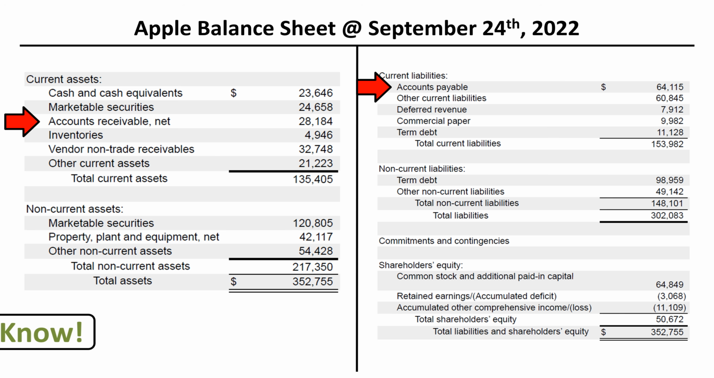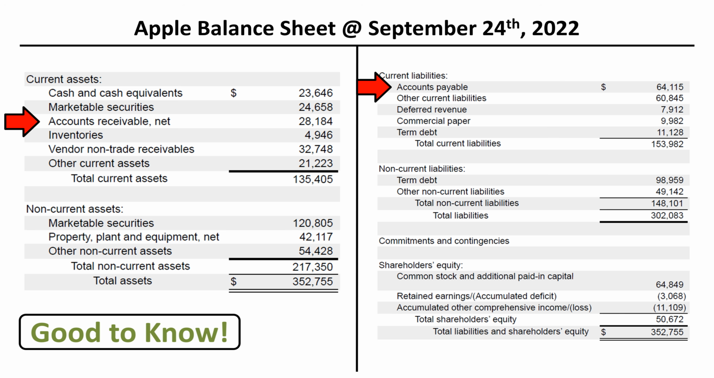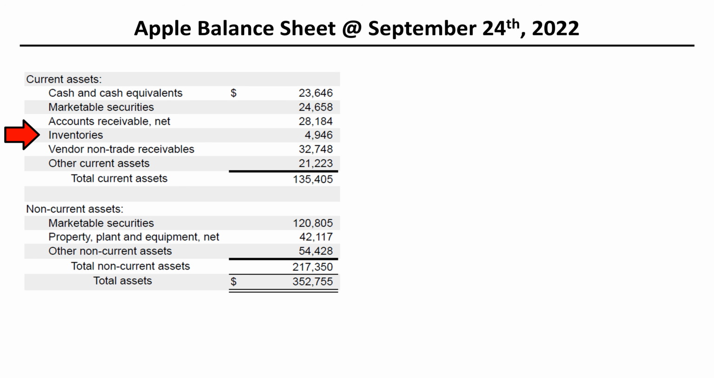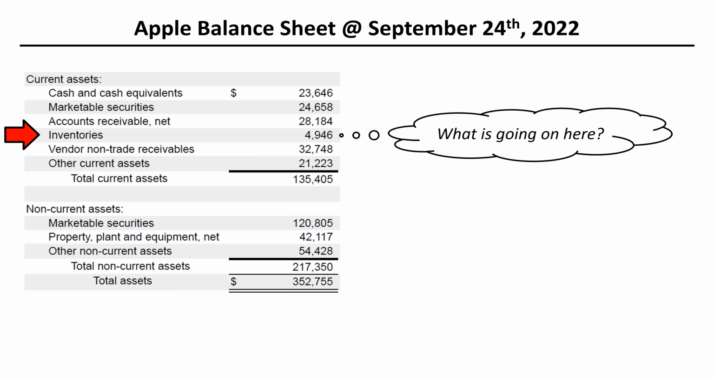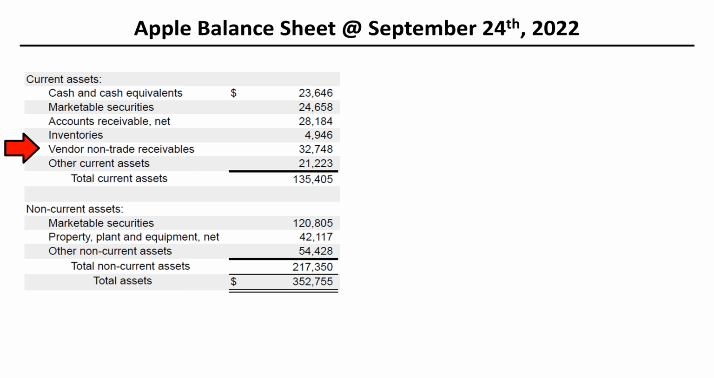Good to know. How about inventories? Only $4.9 billion? Well, $4.9 billion is a big number, but for a company the size of Apple, with $394 billion in revenue per year, that's very small, isn't it? The answer to that question lies in the next line item, vendor non-trade receivables, an item that I have not seen on other balance sheets before.